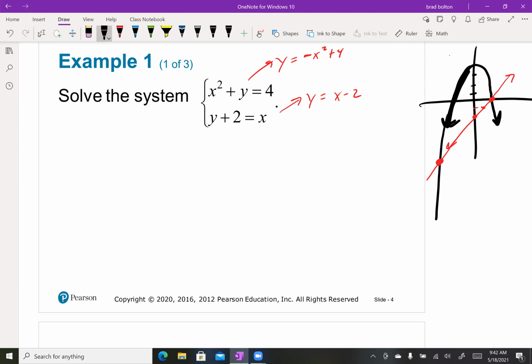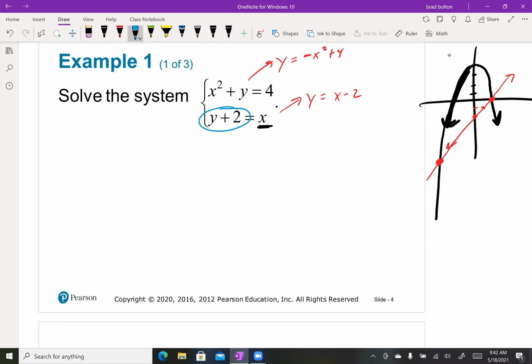So let's just see what happens when we do our little substitution method. I'm going to use substitution, and it says that y plus 2 is equal to x. So that means everywhere I see an x, I can put y plus 2. So I'm going to see an x right here. So I'm going to take y plus 2.